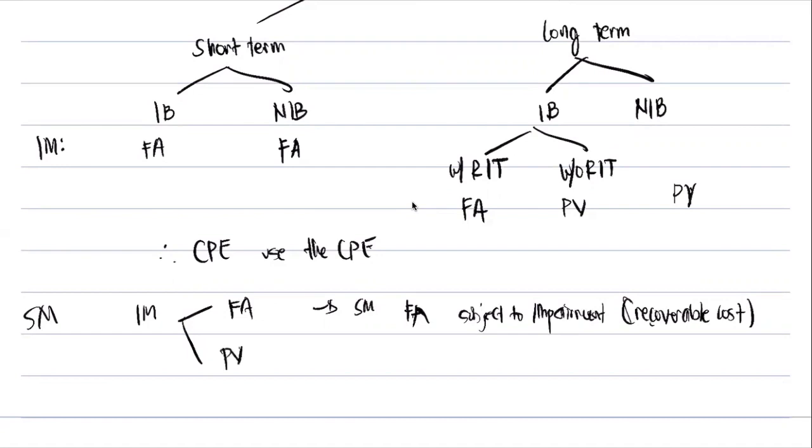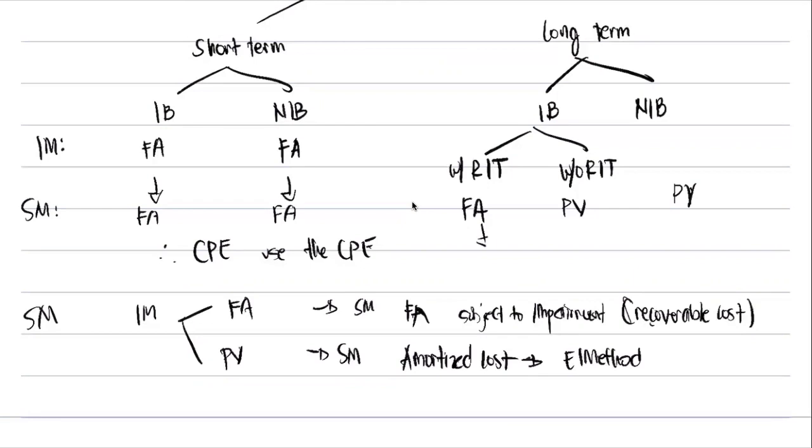If the initial measurement is present value, the subsequent measurement is using amortized cost, that is based on effective interest method. So what is the subsequent measurement now of this item? Subsequent measurement is still at face amount. This one is measured at face amount, therefore subsequent is face amount. This one is measured at present value, therefore we measure it at amortized cost using effective interest method.